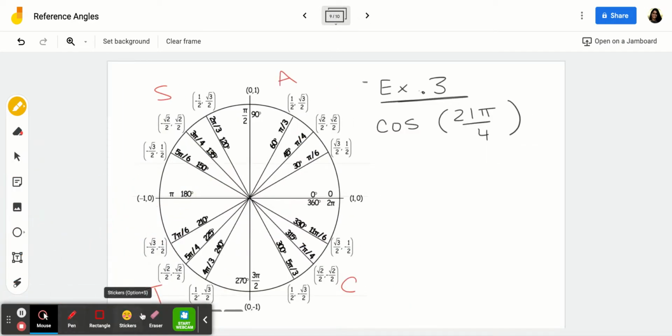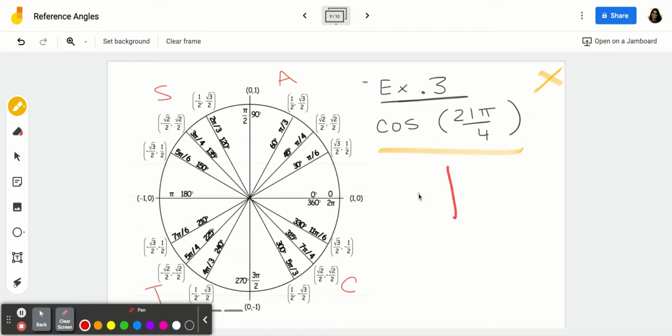Okay, go ahead and write down cosine of 21 pi over 4. So it's not hard to find the cosine. We know cosine goes with x, so I'm looking for the x value. The problem is I don't know which one of these to look for. That's why the first thing always says to draw it.